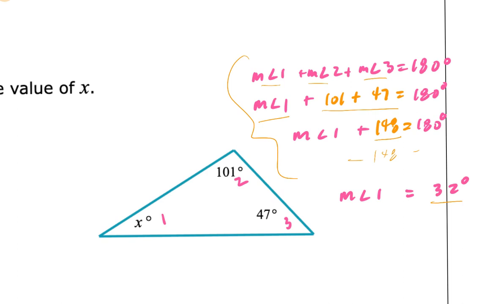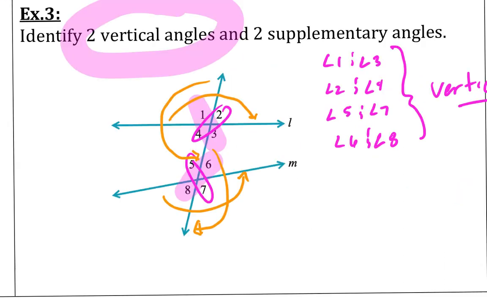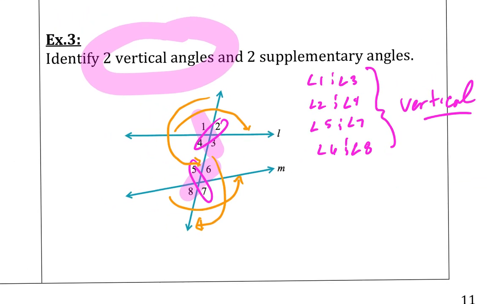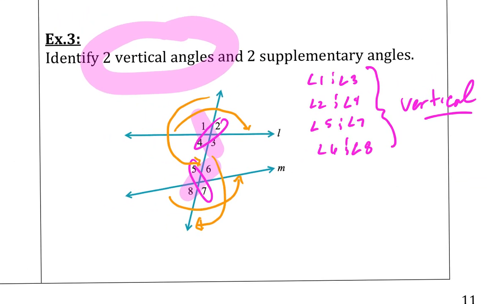Okay. All right, let's move on to the next one. This one should be fairly simple. It's just asking you to identify vertical angles and supplementary angles. So what you're looking for is vertical angles. As you see in your possible outcomes, you're supposed to list 2 vertical angles. You could have listed 1 and 3, 2 and 4, 5 and 7, or 6 and 8. Those are the only vertical angles.